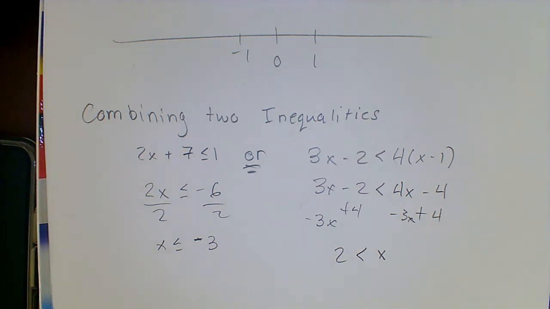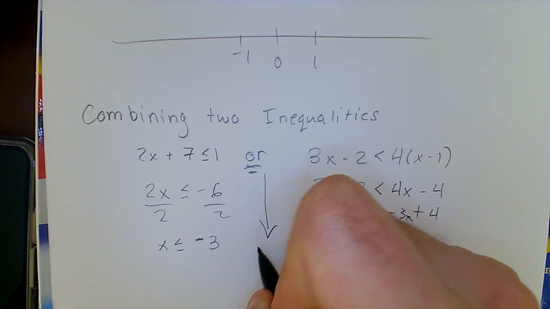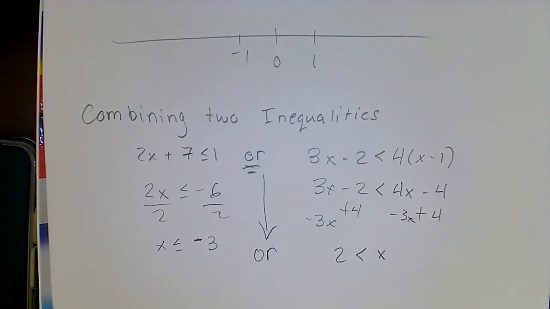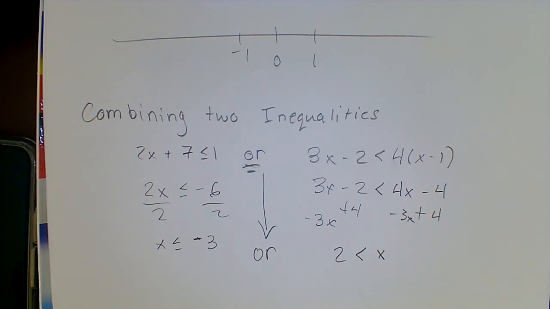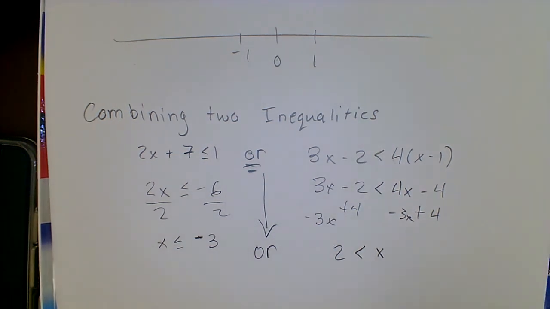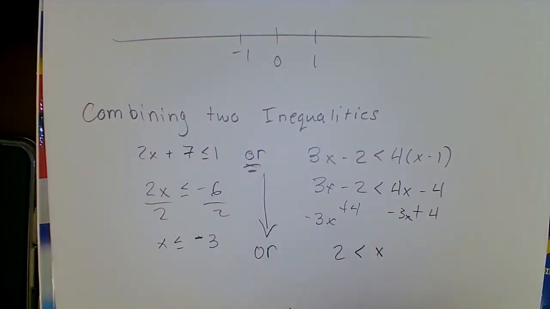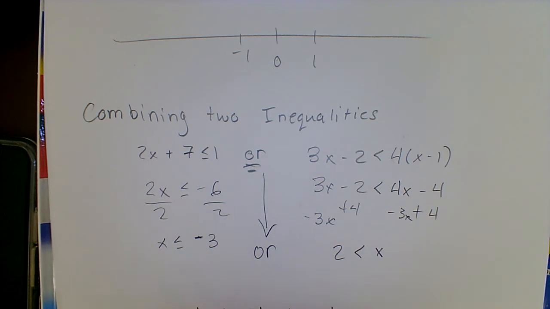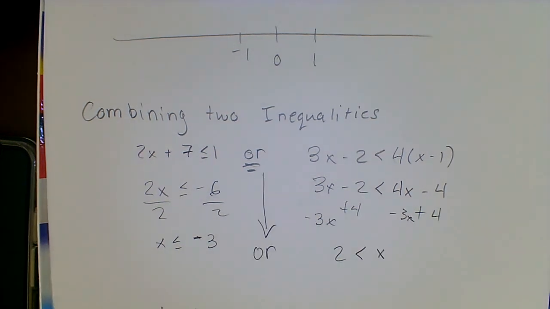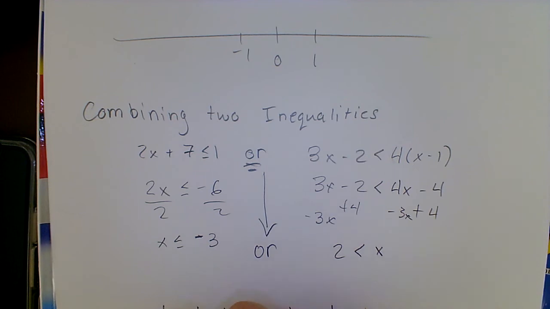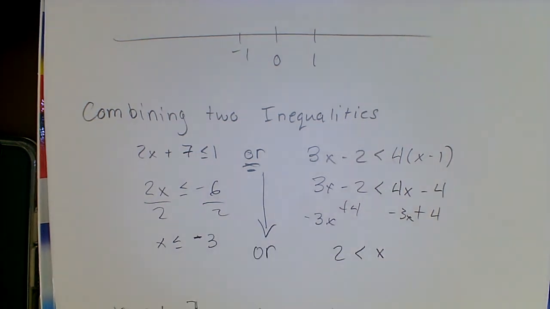Okay, so now this "or" comes down here too. So it's x is less than or equal to 3 or 2 is less than x. Let's draw our number line here. If I put a 0 here, 1, 2, 3, 4, -1, -2, -3, -4. Okay, so x has got to be less than or equal to 3, so you find 3, draw your bracket here, and fill it in.